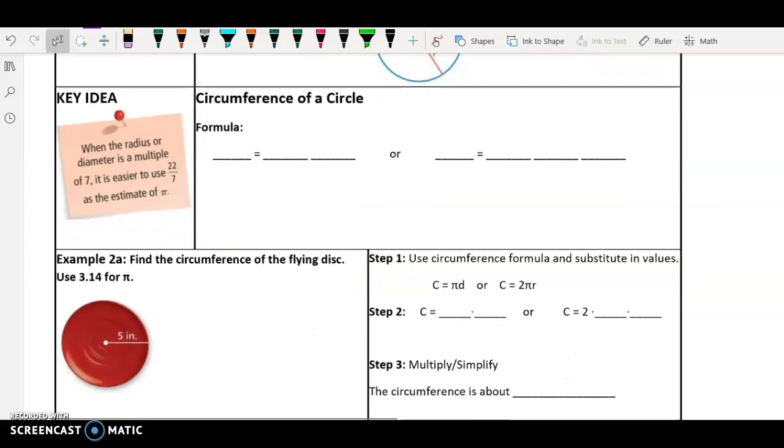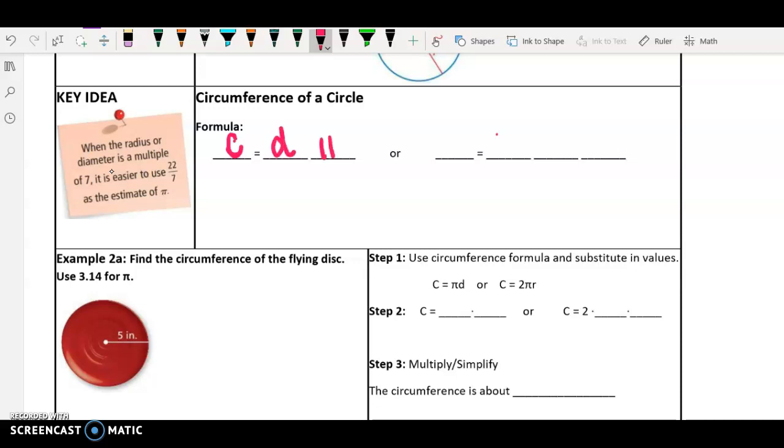On your homework, if it says use 3.14, then use that. If it says use 22 over 7, you need to use that, or else it will give you the wrong answer. The formula, there are two of them. We have the circumference, which we just write as C, equals the diameter times pi. Or the circumference equals 2 times the radius, because 2 radii equal 1 diameter, times pi.